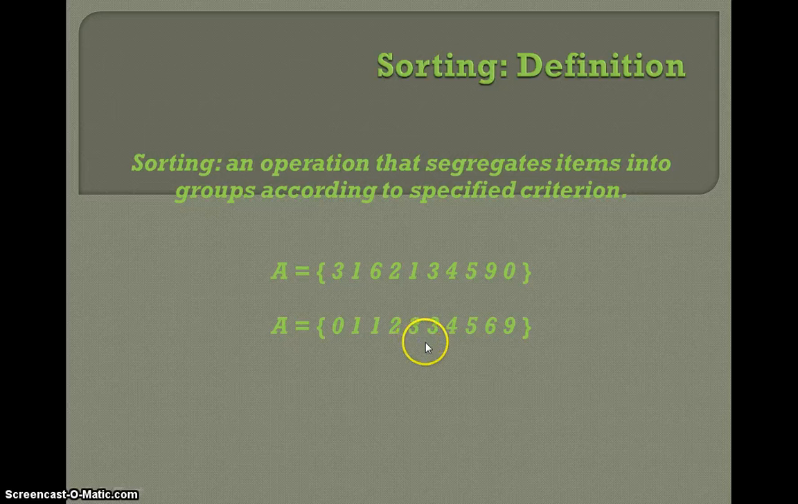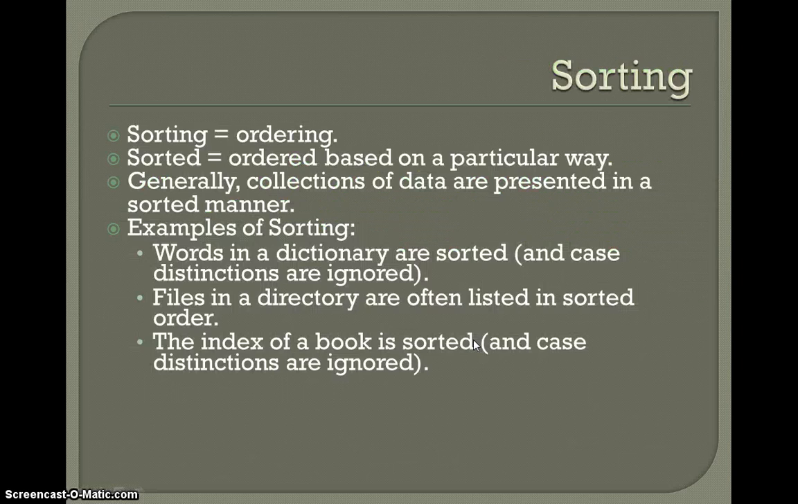0, 1, 1, 2, 3, 3, 4, 5, 6, 9. Next, sorting is nothing but ordering. Sorted gives the meaning of a sort order based on a particular way. Generally, collections of data are presented in a sorted manner.